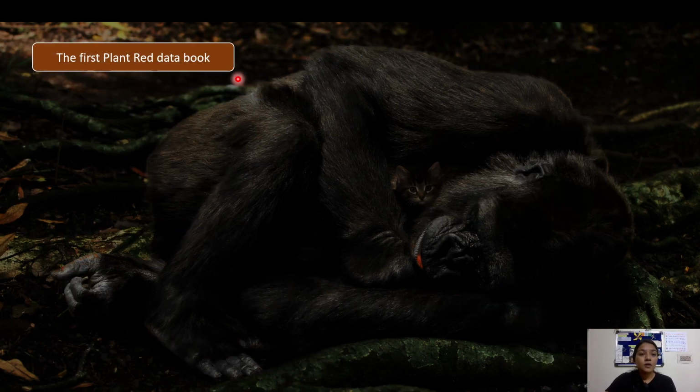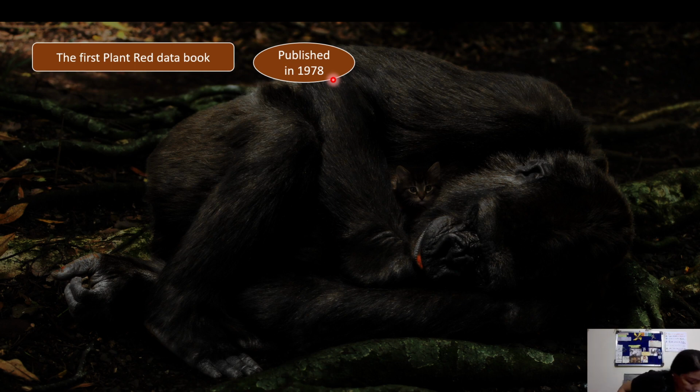So the first plant red data book was published in 1978. The red data book that we saw earlier in the previous slide was published in 1964, right? But that might not be including the plants.